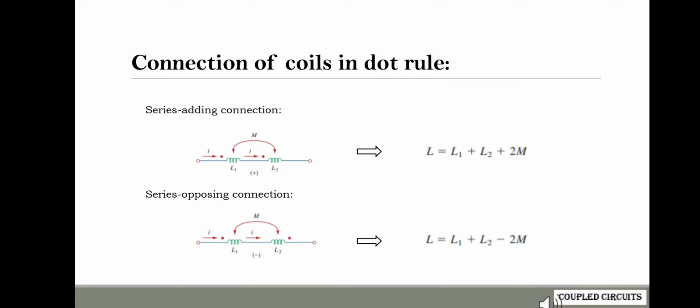Next, series opposing connection. In this simple circuit, current is entering at the dotted terminal of first inductor while current is leaving at the dotted terminal of second inductor. Hence, we will get the total inductance of the circuit as self-inductance of inductor 1 plus self-inductance of inductor 2 minus twice the mutual inductance between the two coils. The plus or minus symbol is determined by the dot rule, which we discussed in the previous slide.